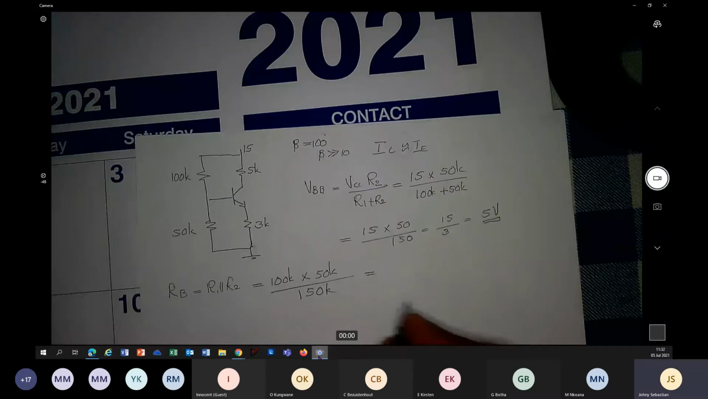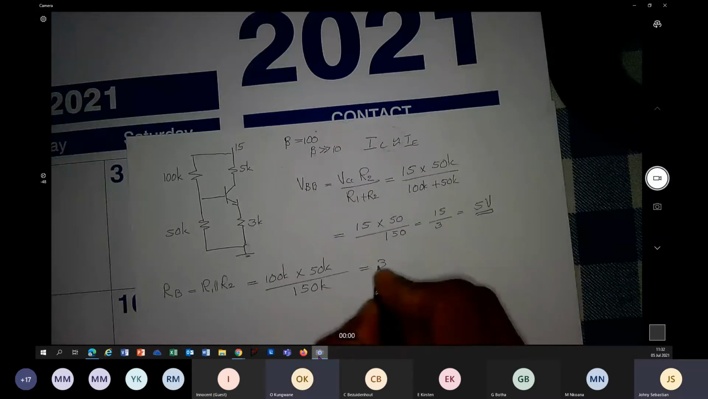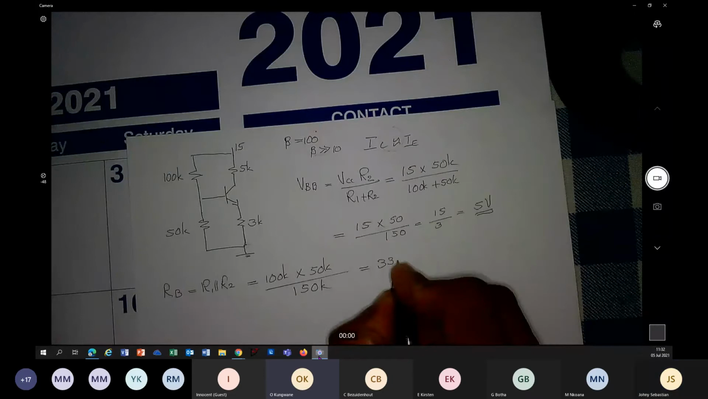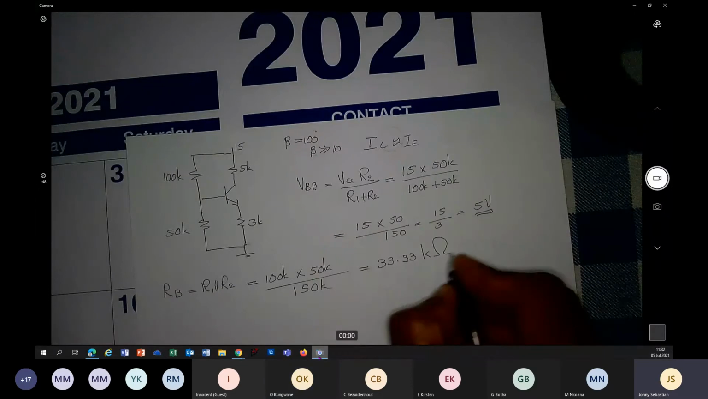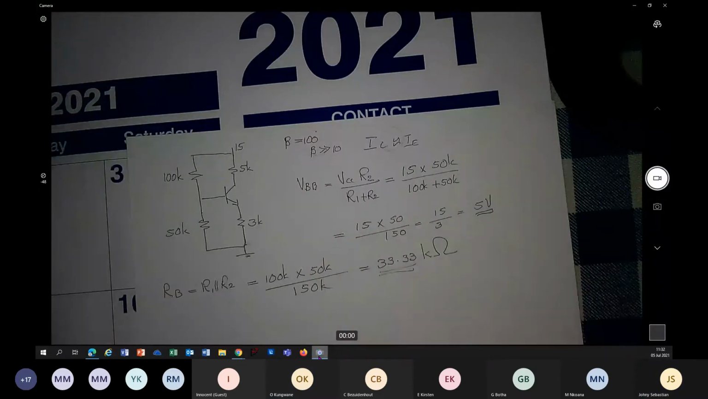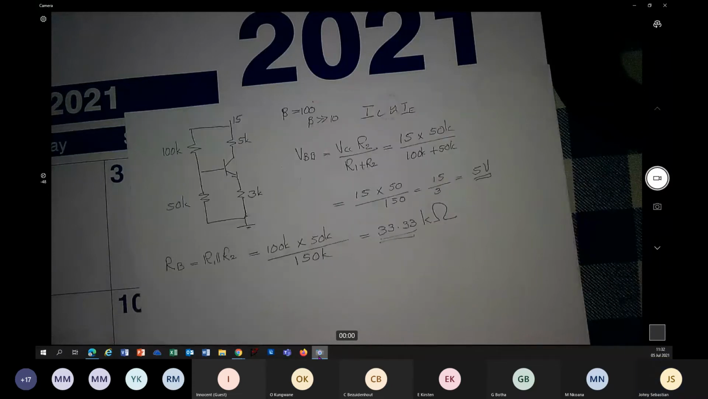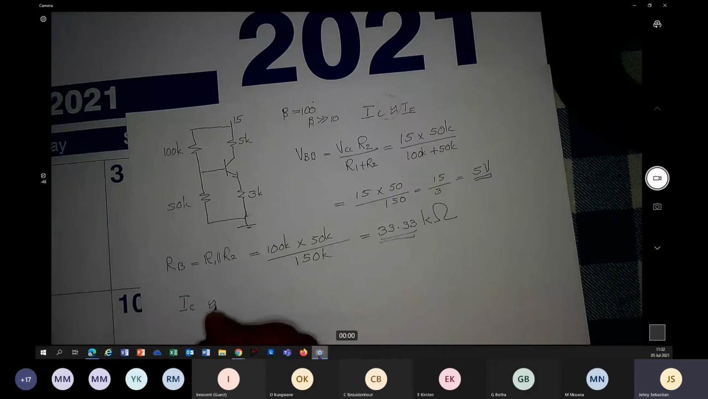It must be 33.33 kilo ohms. So we found RB. Now we can make the expression for collector current, approximately equal to emitter current.